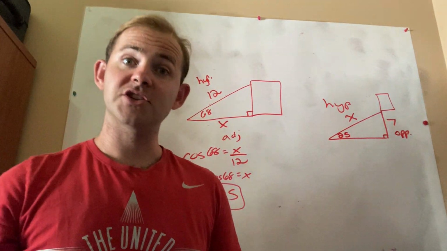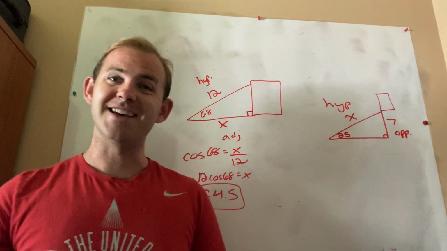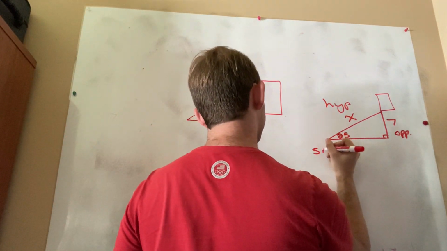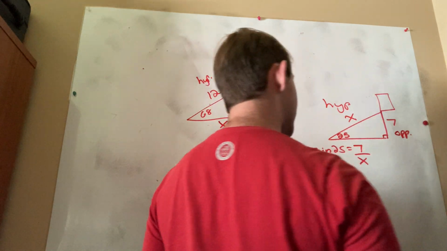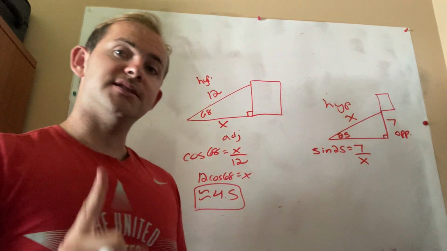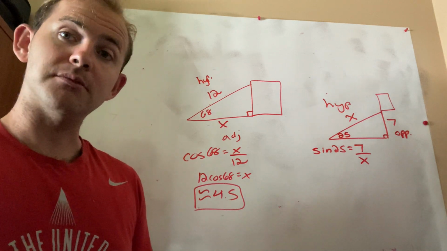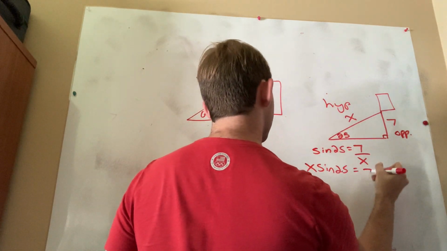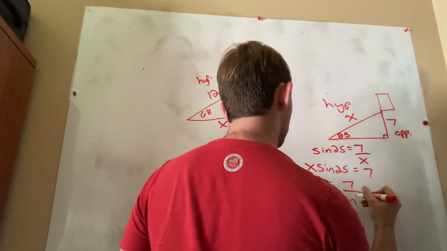Which one of the three trigonometric ratios uses both an opposite and a hypotenuse? That would be the sine ratio. So the sine ratio would be like this: sine 25 equals 7 over x. Why is it 7 over x and not the other way around? Opposite over hypotenuse. This is the one where I said we have to be careful. Remember that to get a variable off the bottom, I'm going to have to multiply both sides by x. So I get x sine 25 equals 7. Then I divide both sides by sine 25, and I'm going to get 7 over sine 25.